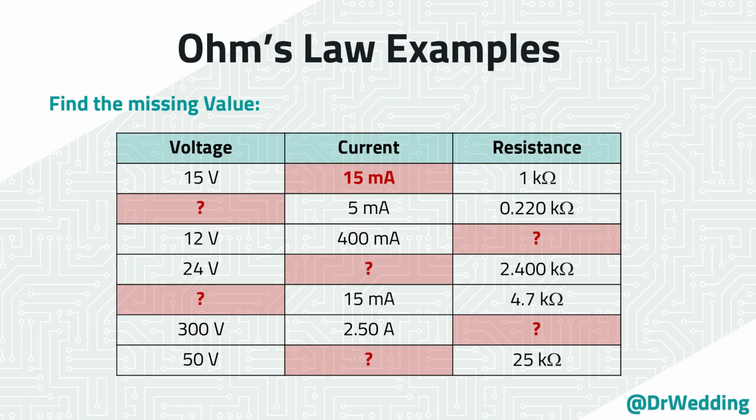In the second row, you are looking for the voltage V. V is equal to I times R. Keep the resistance in kilo ohms and current in milliamps. The magnitude is calculated by multiplying 5 times 0.22. So the magnitude is 1.1. The units are in volts because a milli times a kilo is 1 and an amp times an ohm is a volt. So the answer is 1.1 volts.